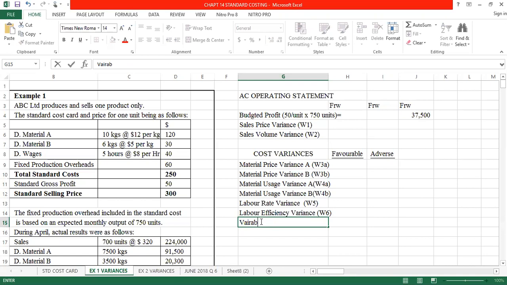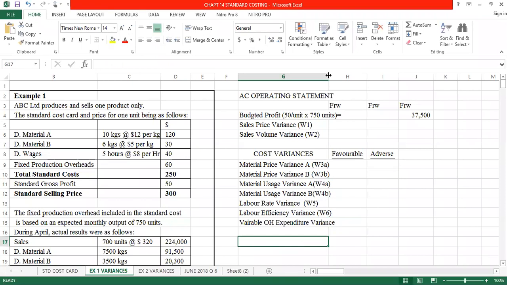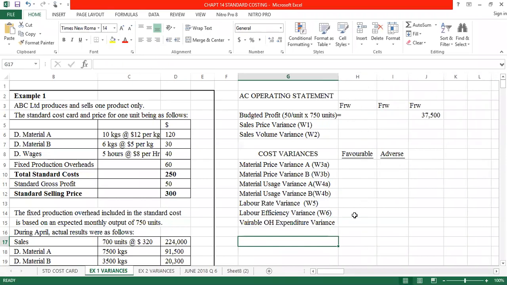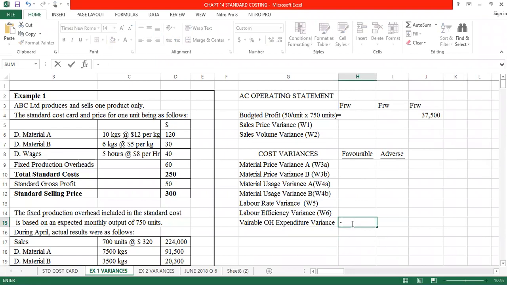Next, we have variable overhead expenditure variance. In this question, we did not have it, so we don't have any working for that. It was not there. There is no figure there.